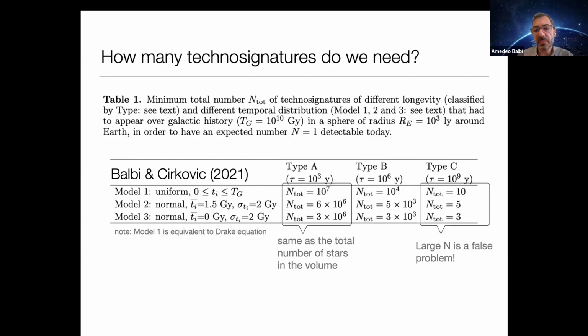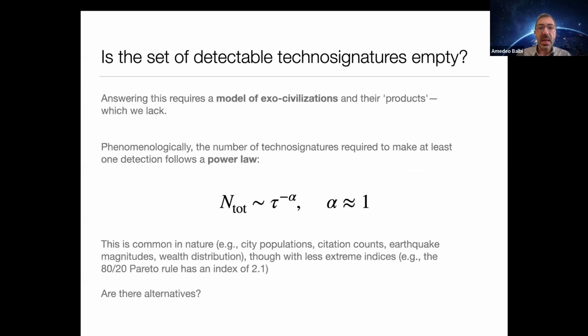Okay, but this is the kind of exercise that one can do with this kind of demographics. And the other question one may ask is: is the set of detectable technosignatures empty? Meaning, are there any that respond to this causal constraint based on these two temporal scales that I was mentioning? Of course, we have no answer to that because we don't have a model of exocivilizations or technosignatures, so we don't know how to answer that.